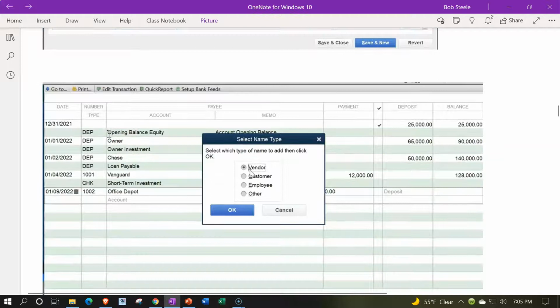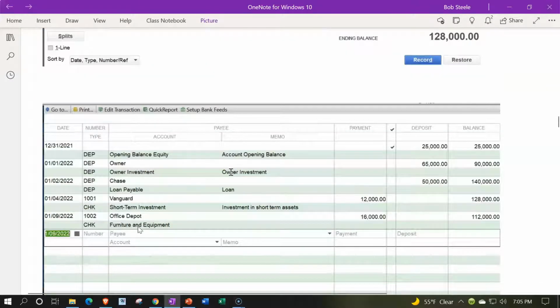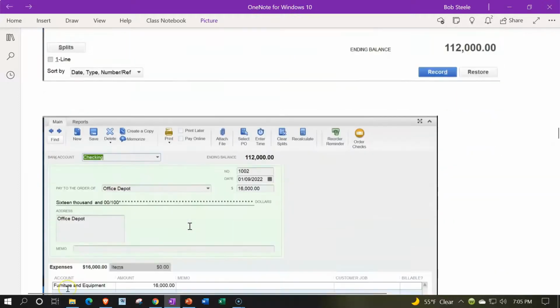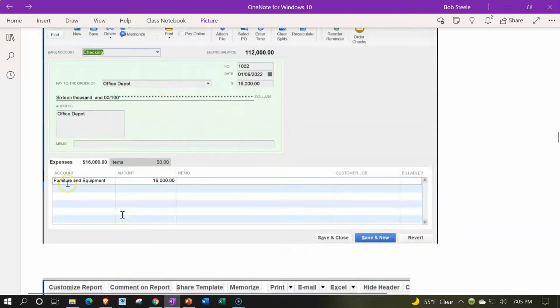Then we're also going to be making a payment for office supplies or furniture and equipment, depreciable assets. We're going to be paying Office Depot, which we will set up as a vendor as we go into the register and make another payment. It's going to be $16,000 going to Office Depot. The other side is going to furniture and equipment, which is a fixed asset account, not an expense account, therefore hitting the balance sheet and not the income statement. If I went into that check, it would look like this in its expanded format.